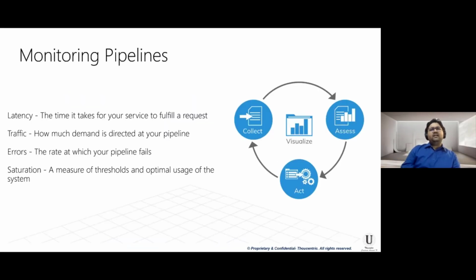Now, these pipelines, as it turns out, need to be monitored because while we are working functionally with data, while we are serving some information to a user, our system, or effectively our whole software application, is also generating a lot of data. It is generating information on latency, traffic, saturation and errors, it's measuring the thresholds and the optimal uses of the system, all of which we need to collect, assess, and act upon. And this in itself is visualized and improved.